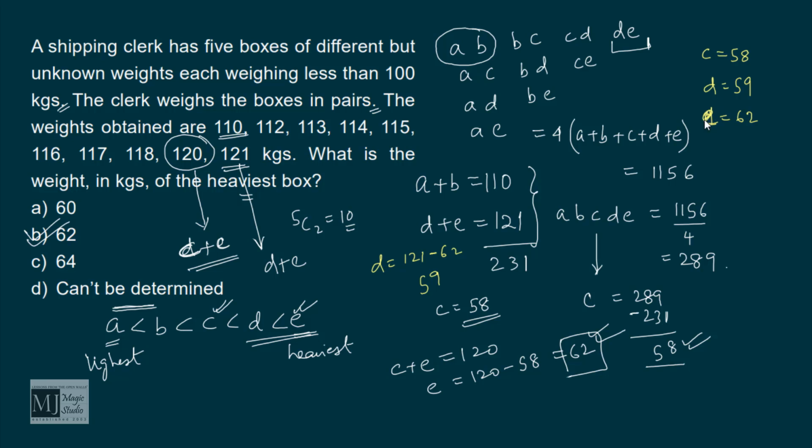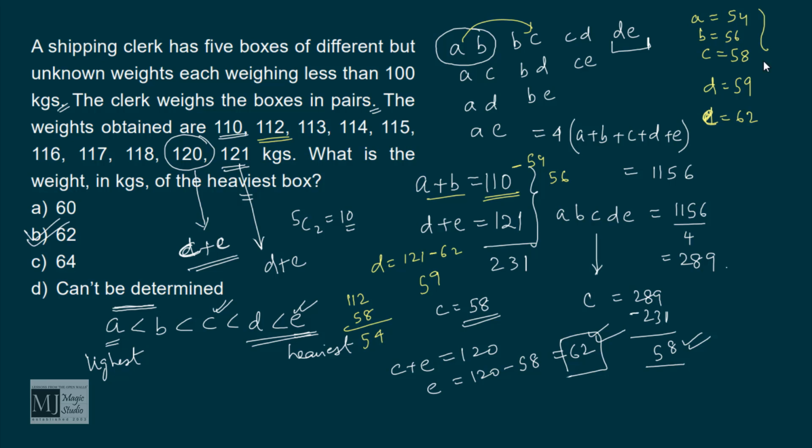Okay. Now, do we have enough information to find the value of A and B? We just know that A plus B is 110. So now we need to use some trick here. 112 should be A plus C, isn't it? So C is 58. 112 minus 58 is 54. That should be the value of A. If I take A as 54, B should be 110 minus 54. That is 56. So B is 56.